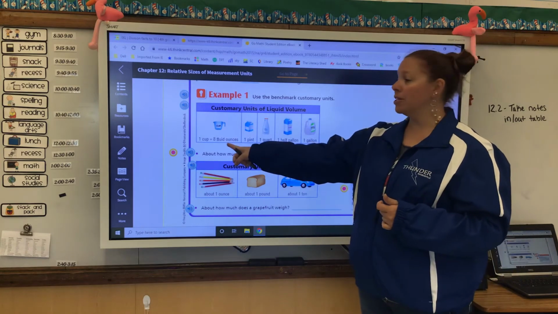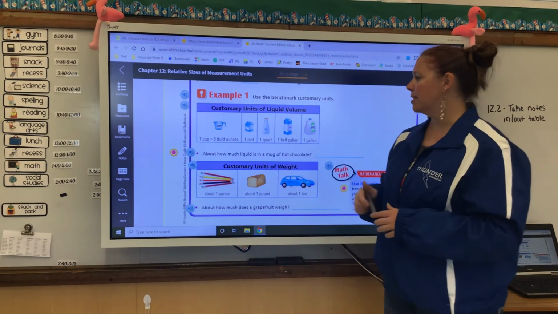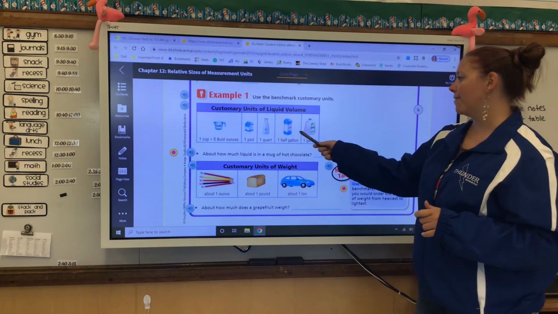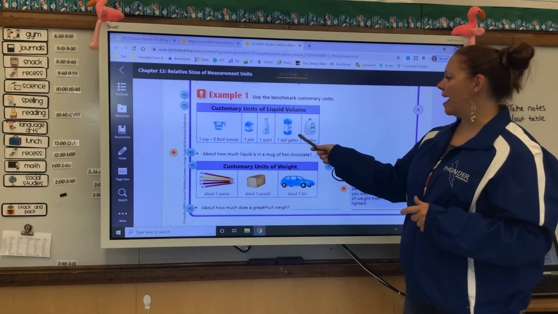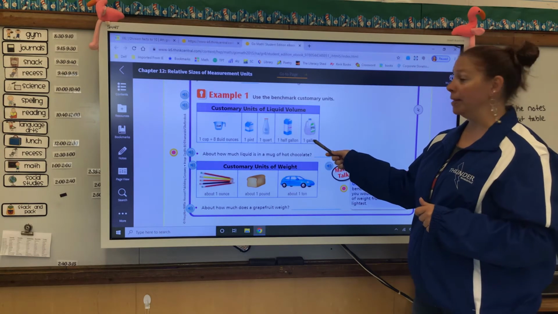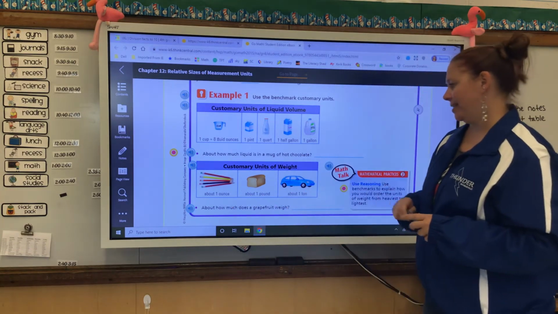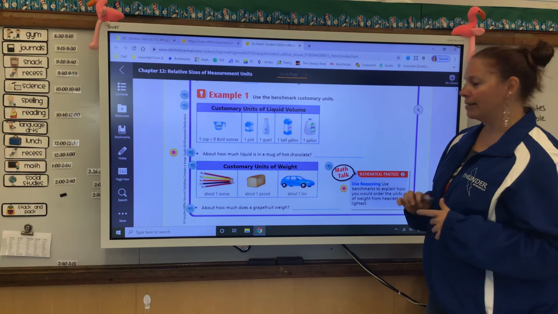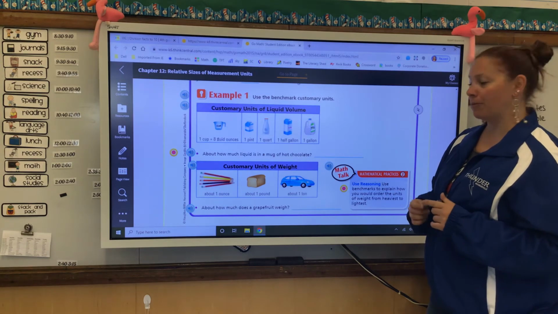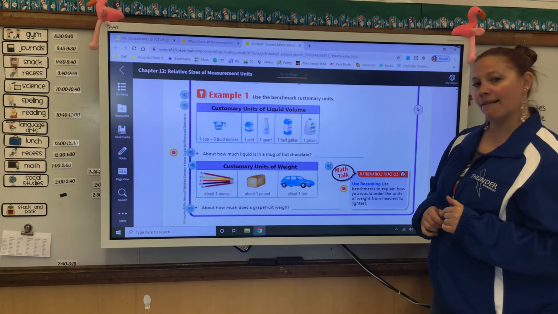You also have customary units of measurement for volume, which is liquid. So you can have a cup, which is 8 ounces, 8 fluid ounces. There's a pint, a quart, a half gallon, and a gallon. You're going to see half gallon and gallon the most when you buy milk. And then for down here, you have weight. 1 ounce is about a pencil, a pound could be a loaf of bread, and a ton is a car, okay?